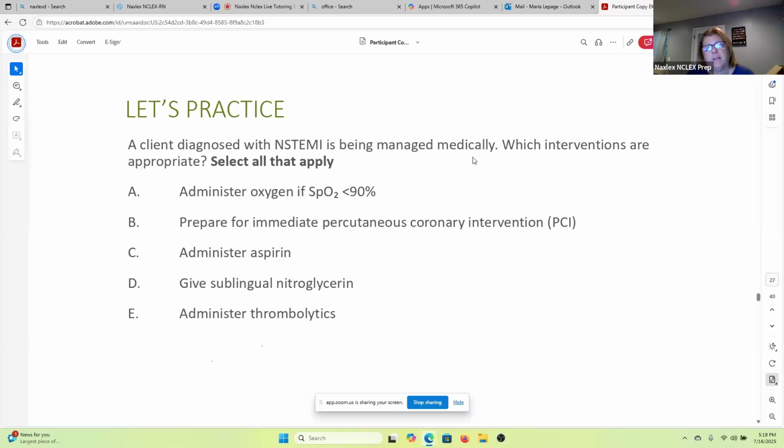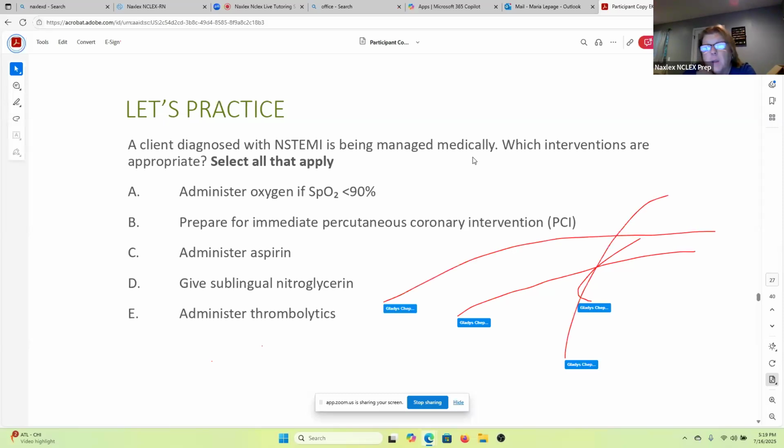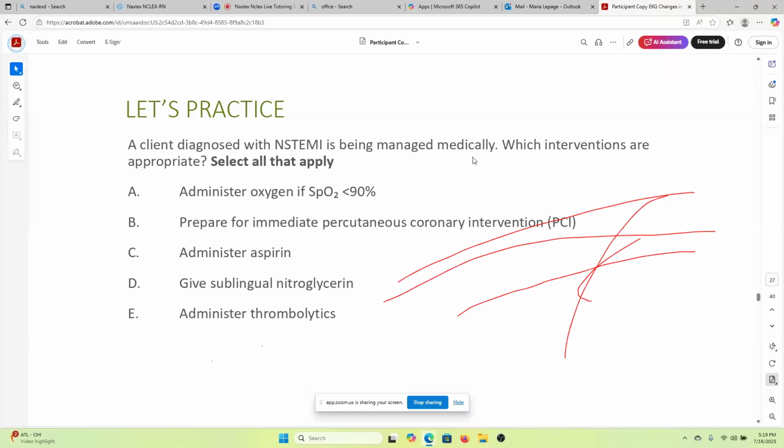In your non-STEMIs, thrombolytic therapy is contraindicated. And even in your STEMIs, the best treatment is to get them to the cath lab for that PCI. We use thrombolytics for strokes and thrombolytics for pulmonary embolisms, but not typically your STEMIs or your non-STEMIs. Does that make sense? Yes, ma'am.